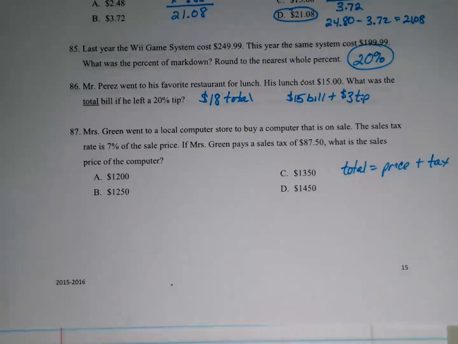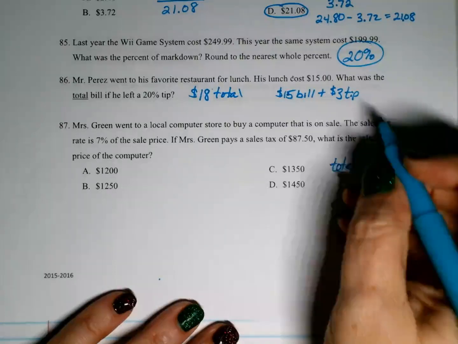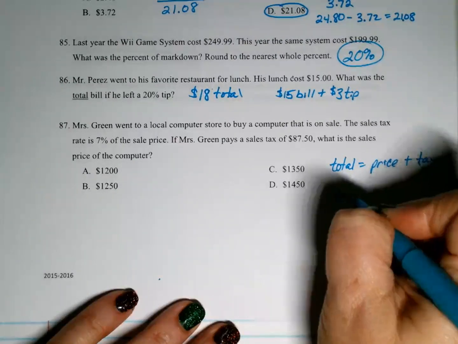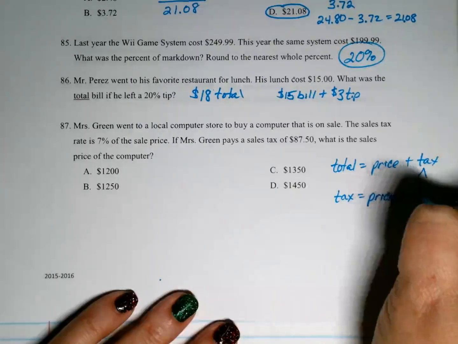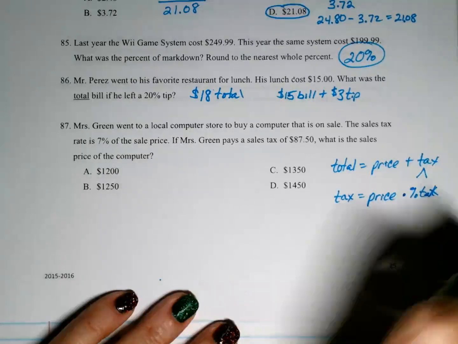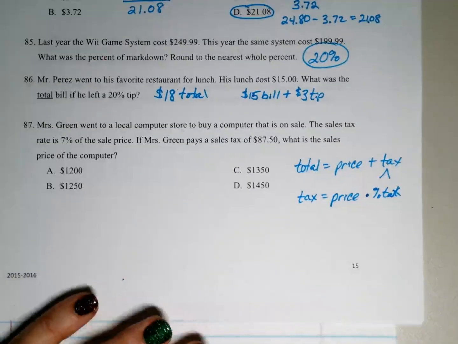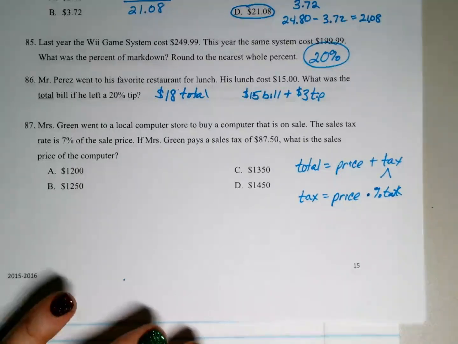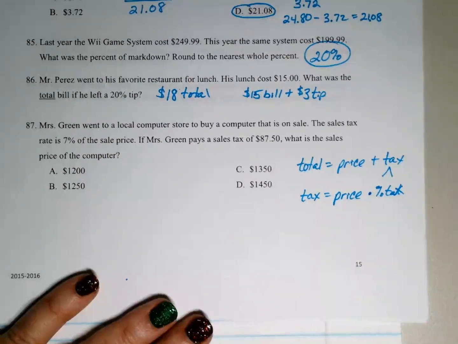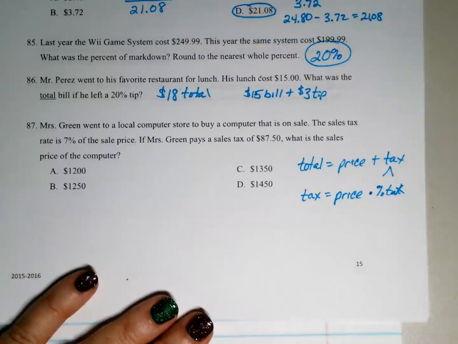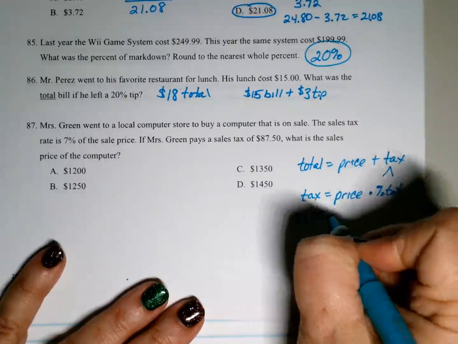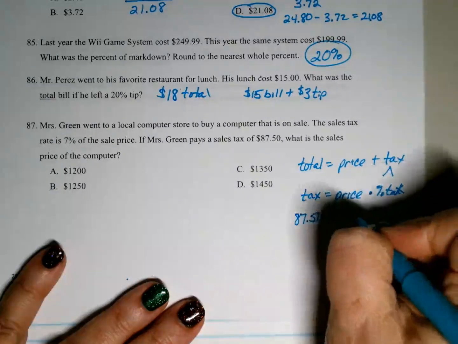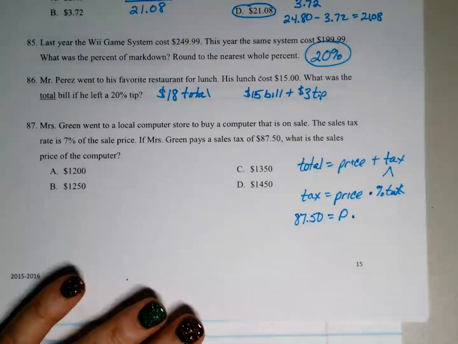Okay? So I need to figure out how we got the tax. So tax is my price times my percent of tax, my percent tax rate, right? So I know what he paid in sales tax, right? How much did he pay in sales tax? Nope. Amount. What did he pay? He paid $87.50, so that was his tax. $87.50 equals the price times what was his tax rate?